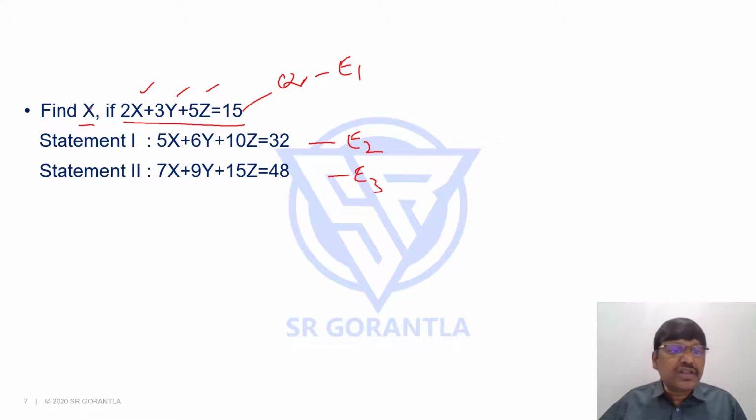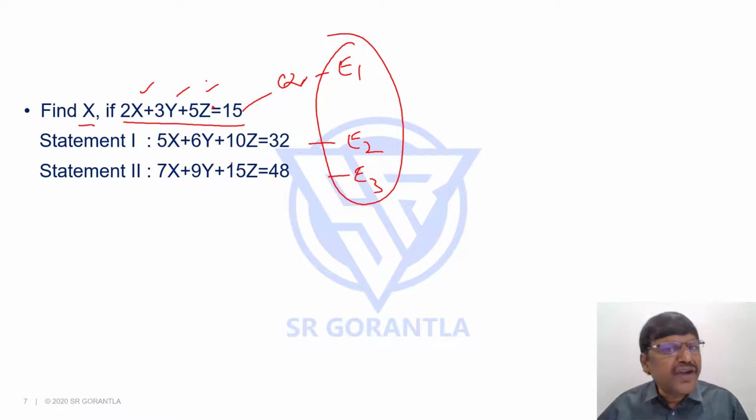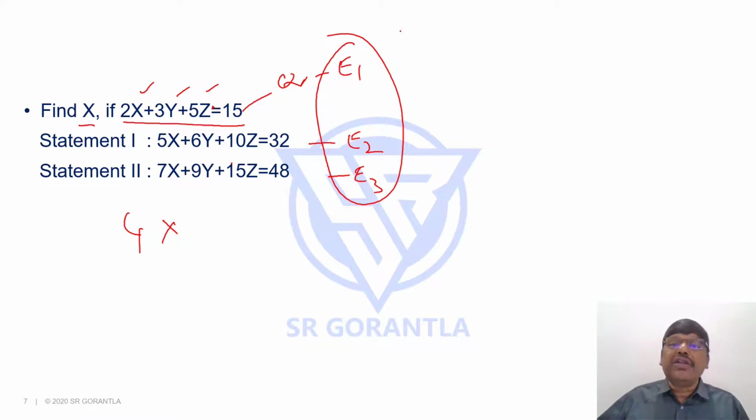So can I conclude that both the statements are required? 3 equations, 3 variables, I can find x, y, z values. Yes or no? Yes. So hence my answer is choice 4. No, that is the common mistake you make again. Students, am I interested in knowing all the values of x, y, z? No. I am interested in knowing only the x value.